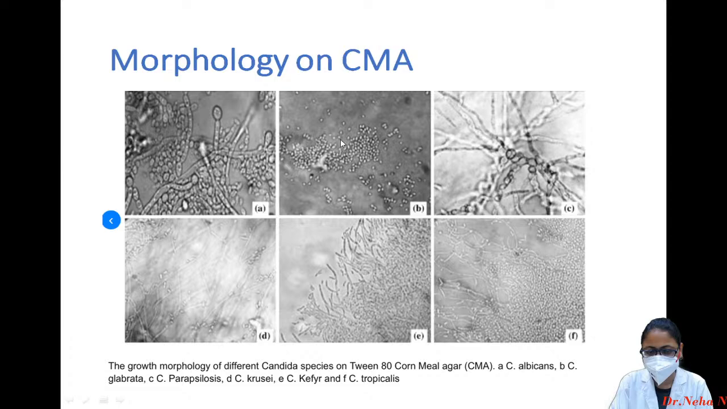In case of Candida glabrata, we can see only the yeast forms and no hyphae or pseudohyphae. Now, Candida parapsilosis, here the thicker, larger size hyphae and pseudohyphae are seen. And Candida krusei, again ovoid cells, elongated budding cells are seen, and Candida tropicalis has a typical pine forest-like appearance.